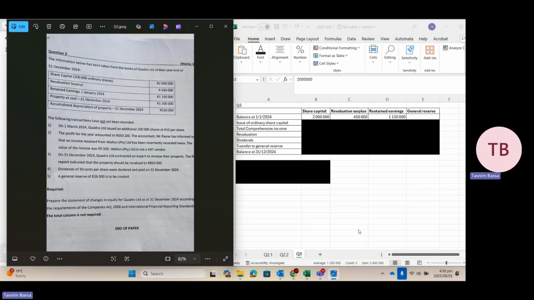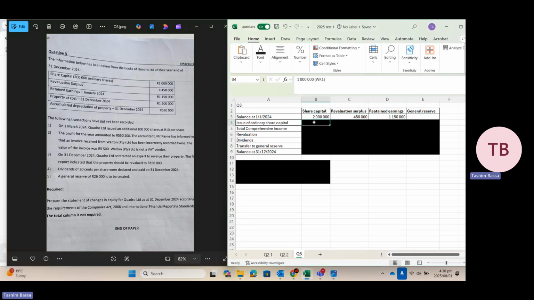If they issued an additional number of shares, it needs to go in the share capital column and the Rand value would go in here. So it was 100,000 shares times 10 Rand, so that gives you 1 million. And the calculation for it is here. Working: 10 times 100,000, 1 million. Okay, then the next part.